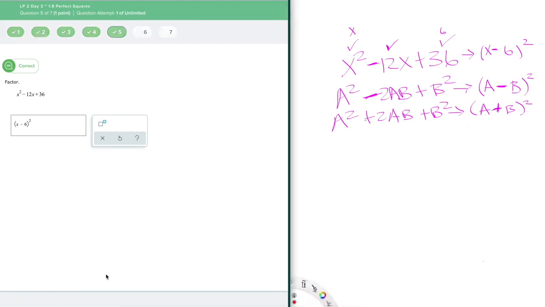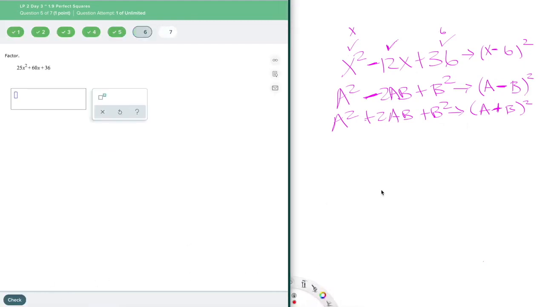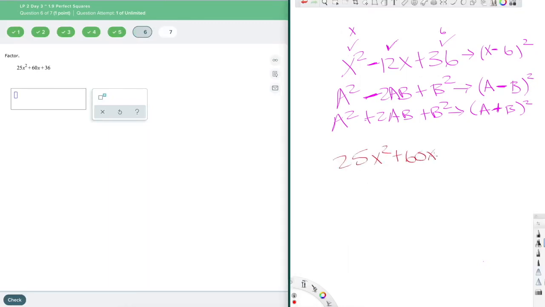All right, so now I have 25x squared plus 60x plus 36. So I have a square, 25x squared. Make sure they're both squares, not just the x squared, but also the 25. So that works. And the square root is 5x. 36 has a square root of 6. So if I multiply these together, I get 30. And then double it, I get 60. So yay, that works in our pattern.